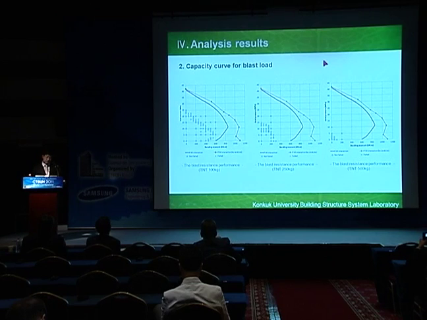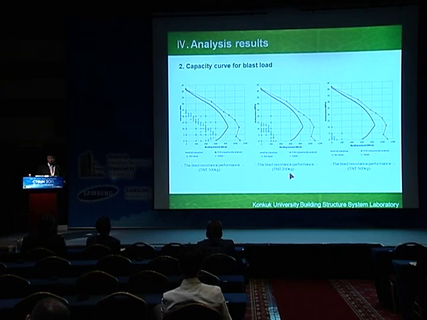Okay, this is the summary of our analysis. This left graph shows the capacity of the column when we applied 100 kilogram TNT, the second one is from 250 kilogram TNT, and the last one is 500 kilogram TNT. The cross mark represents a failed case. The circle mark represents a not failed case.